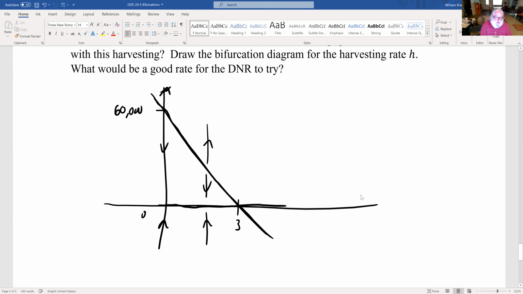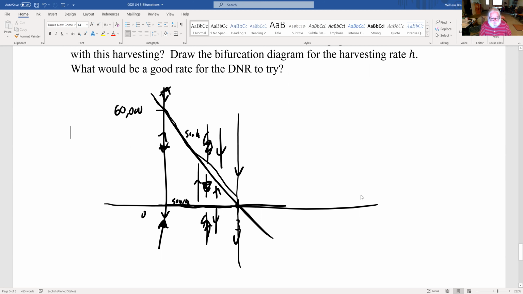I got all the arrows backwards. Down, up, down. This should be up. That should be down. That should be down. And then at 3, that's a node. So this is a source. This is a sink, right? Populations tend to go to sinks.